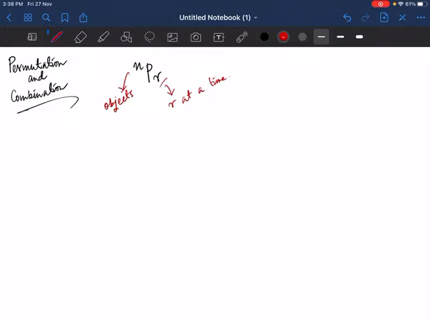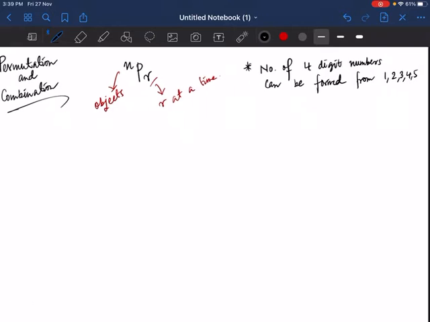So permutation is similar to that multiplication principle which we have done. So let me just show you an example of the problem. Suppose we have to find the number of 4-digit numbers that can be formed from 1, 2, 3, 4, 5.